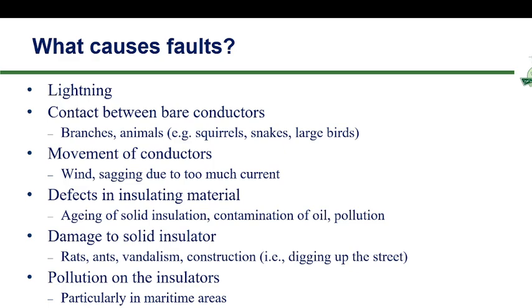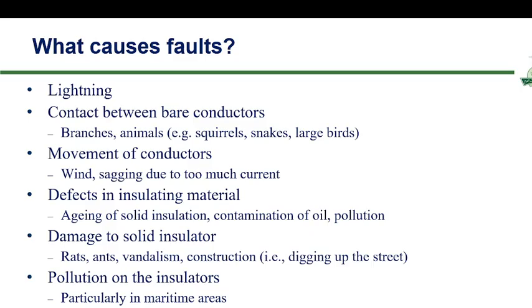In this slide, I want to explain the various causes of faults in electrical power networks, highlighting both natural and human-related factors. One of the most common causes is lightning, which can introduce extremely high voltages into the system and damage insulation. Faults may also occur due to physical contact between conductors, often resulting from environmental conditions or mechanical issues. External elements such as tree branches or animals like squirrels, snakes, and large birds can create unwanted conditions between the conductors, and it will cause a fault in the system.